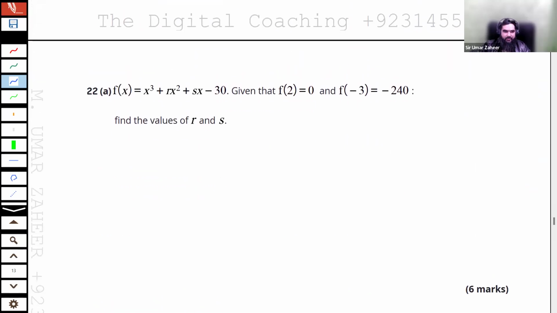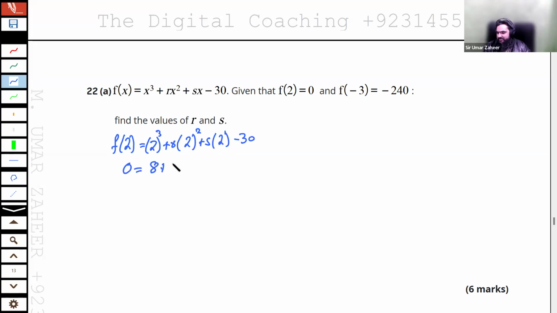Alright, it is a little bit different. Now he says that we have f of x is equal to x cubed plus rx squared plus sx minus 30, given that f of 2 is equal to 0. Means if you substitute 2, the answer will be 0. So let's substitute it. We have f of 2 is equal to 2 cubed plus r times 2 squared plus s times 2 minus 30. So this value will be equal to 0.